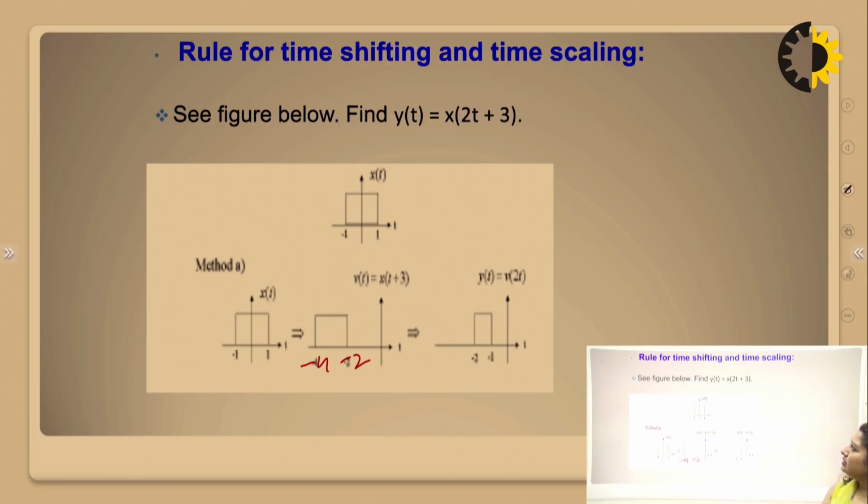And then we use scaling, because it is x of at and a is greater than 1, there will be a compression, which is divided by 2. So it will be from minus 2 to minus 1. Amplitude, there will be no change in the amplitude.